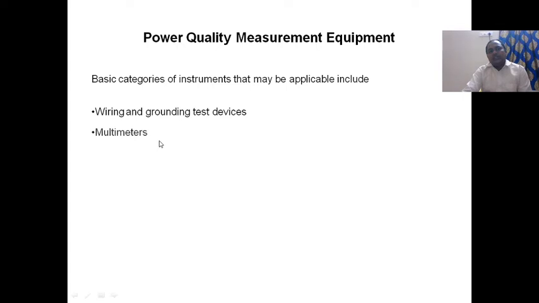Second one is multimeters. What is the purpose of multimeters? Multimeters measure the voltages, currents and resistances in the system. Oscilloscopes give the clear waveform, that is, whether it is sinusoidal or non-sinusoidal. The exact waveform will be observed by using oscilloscopes. How much harmonics are present in a waveform, we can easily analyze by using an oscilloscope.